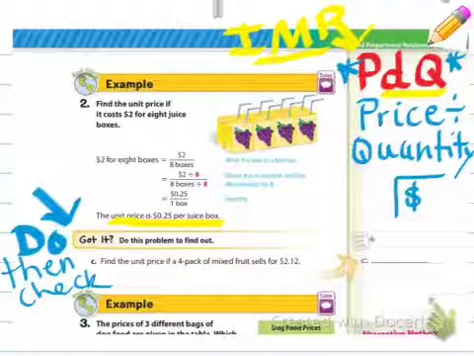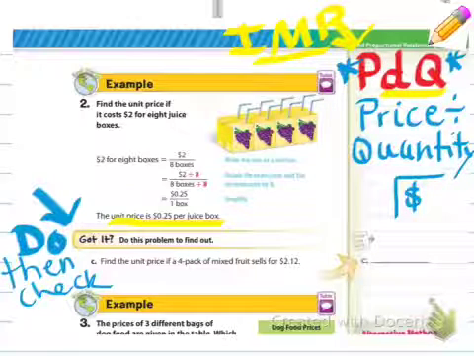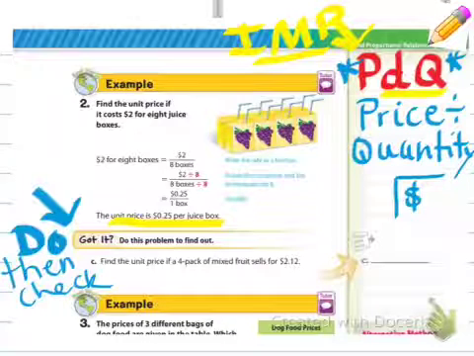Okay, so when you are working the got it on your own, part C, you need to find the unit price of a 4-pack of mixed fruit that sells for $2.12. So again, set it up correctly, price divided by quantity, and show me the unit price correctly with dollars and cents. Pause the video now, then come back and check your answer.